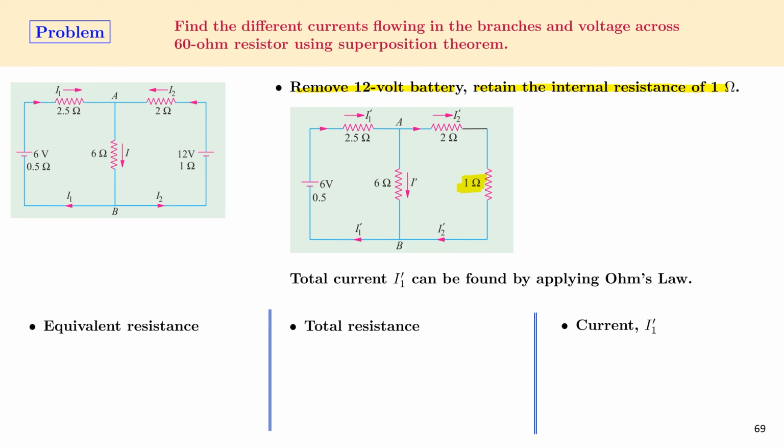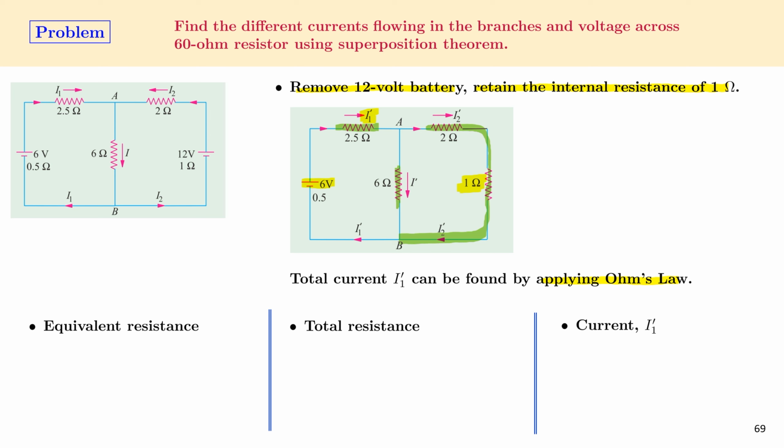Now the current that is caused in the circuit by the 6 volt power supply, which is I1 prime, can be found out by applying Ohm's law. For that, we have to combine all the resistors in the circuit. When we inspect this circuit, we can see that the 2.5 ohm resistor is in series with the parallel combination of the 6 ohm resistor with the 2 and 1 ohm resistors.